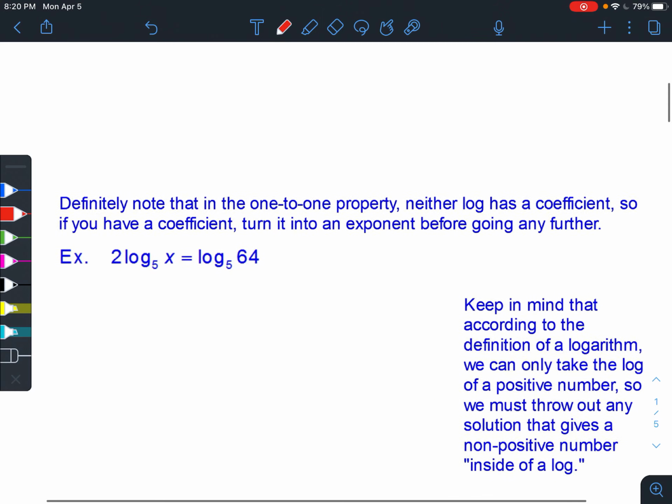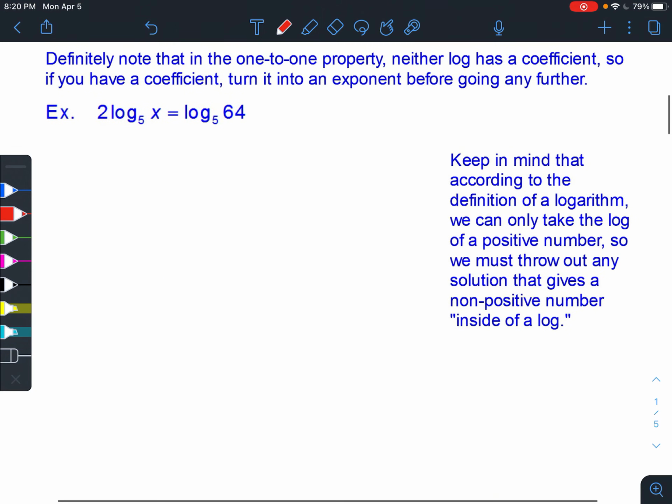All right, moving on. Definitely note that in the one-to-one property, neither log has a coefficient, so if you have a coefficient, turn it into an exponent before going any further. So if I've got an equation such as the one we have here, 2 log x equals log 64. Now again, the logs are the same there, so I'm not going to bother saying them.